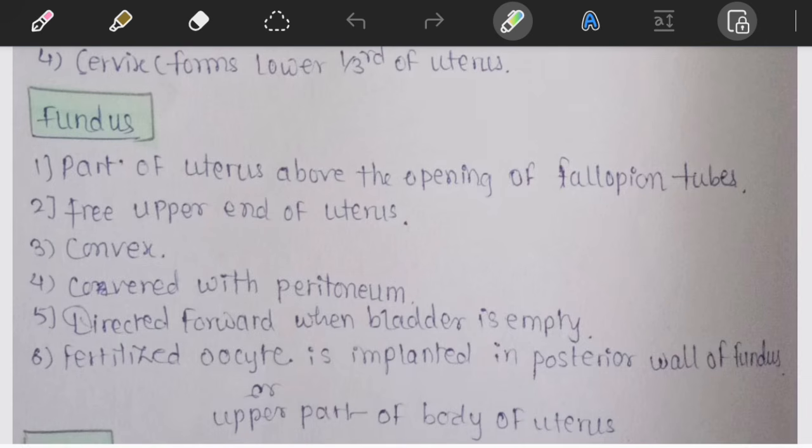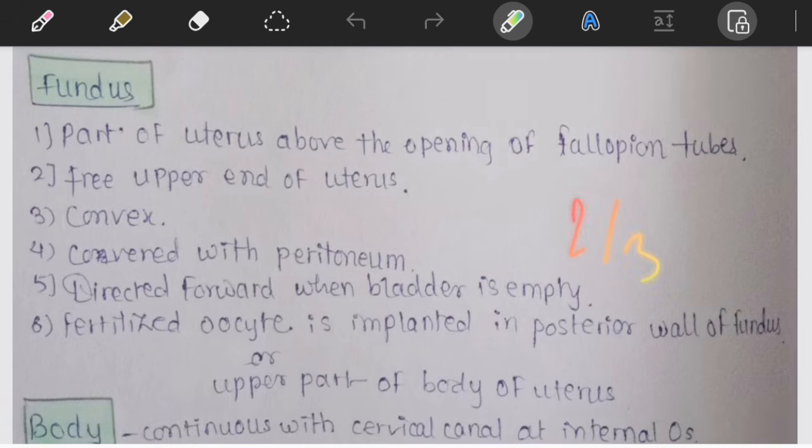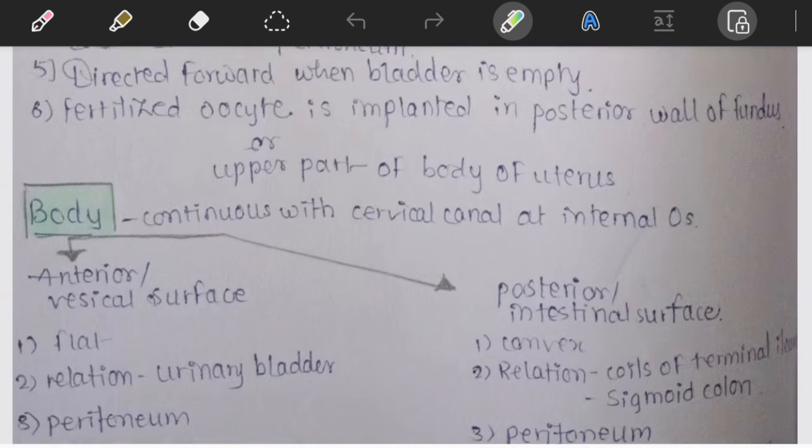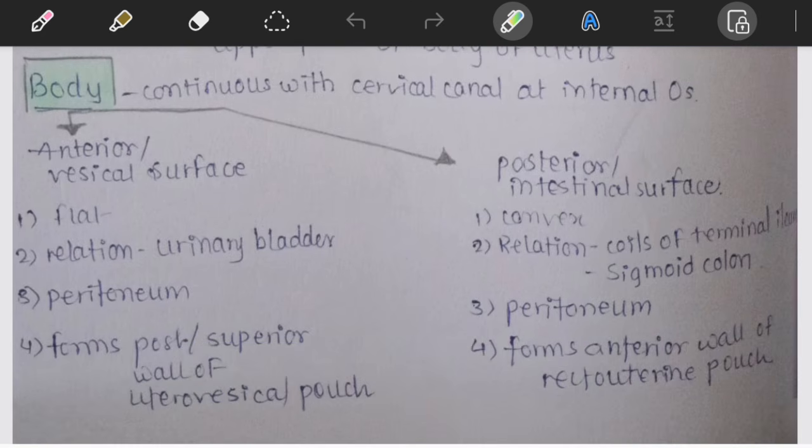Now here's a clinically interesting point: during pregnancy the uterus expands enormously, and the fundus becomes clinically useful because its height can be assessed abdominally to estimate the progress of the pregnancy. So this is not just an anatomical roof, it's an important clinical landmark. Below the fundus is the body, and the body forms approximately the upper two-thirds of the uterus. It continues inferiorly towards the cervix. Now look at the body: it has two important surfaces, anterior and posterior. The anterior surface is also called the vesical surface, and the posterior surface is also called the intestinal surface.